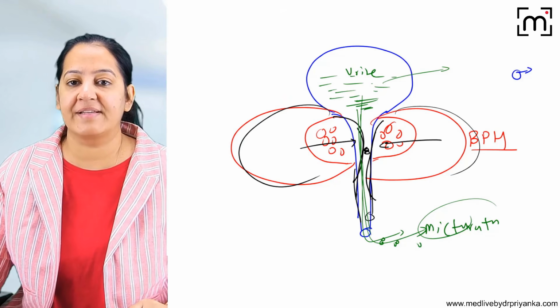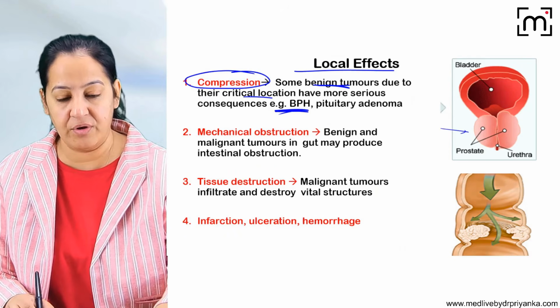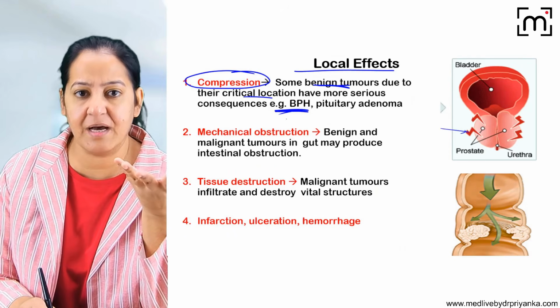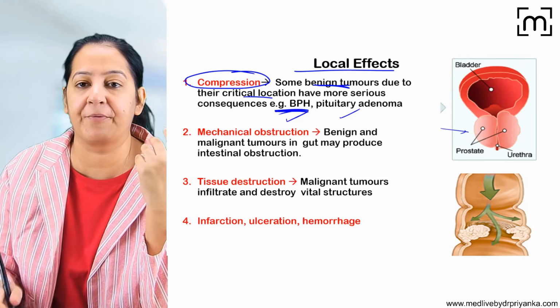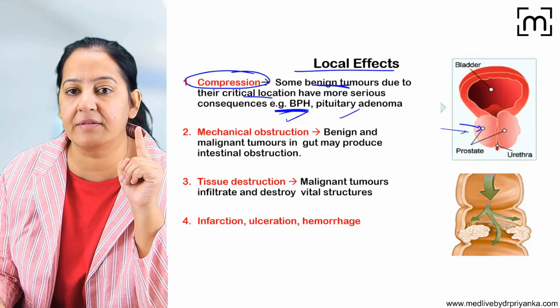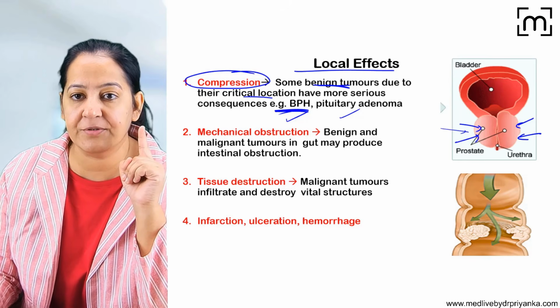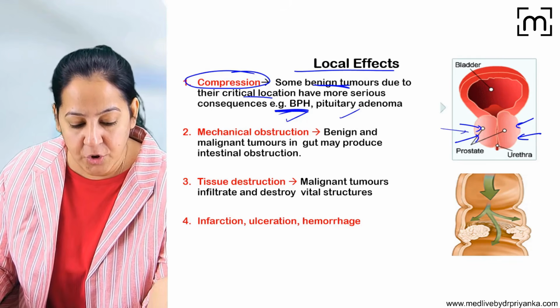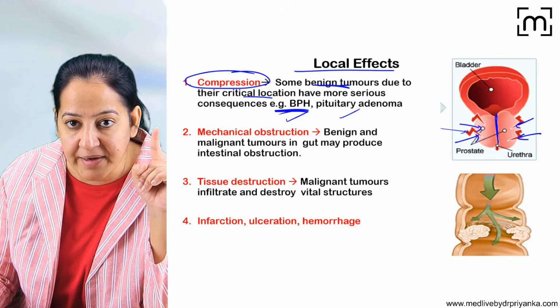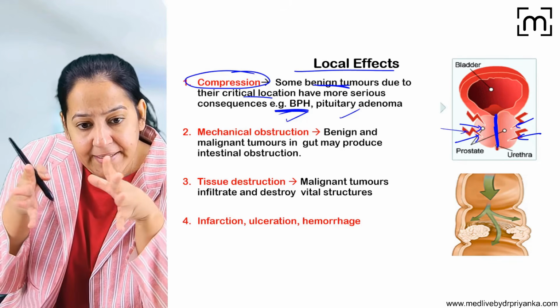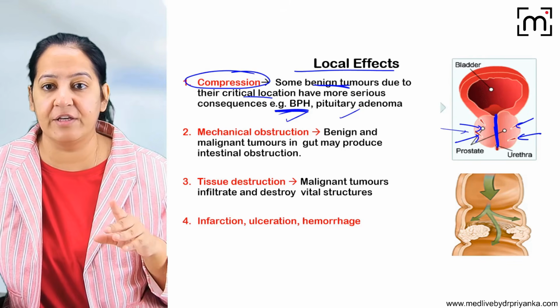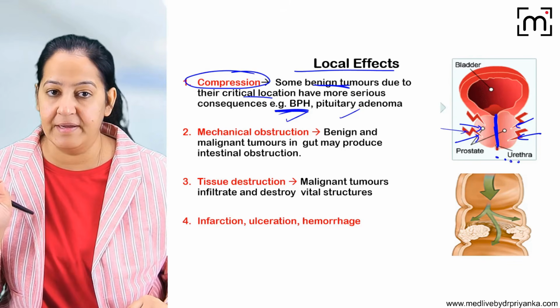So this is one example we have seen of compression. There can be other examples also, like pituitary adenoma in the brain. Here you can see the prostate gland, benign prostatic hyperplasia, compressing the urethra. You hardly see any urethral lumen at the center. The urethra is completely compressed. So this person has urine coming out dribbling, drop by drop.